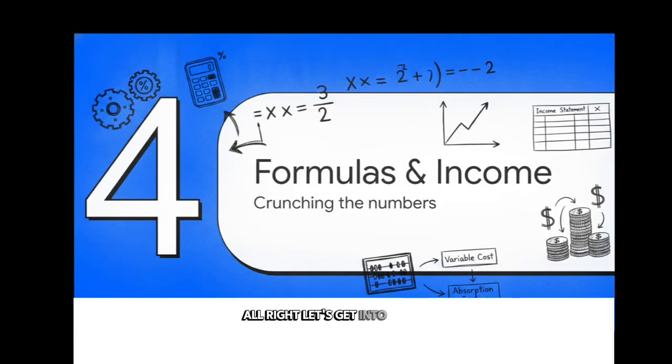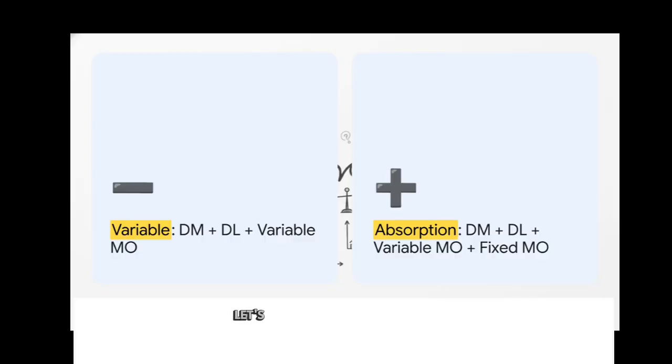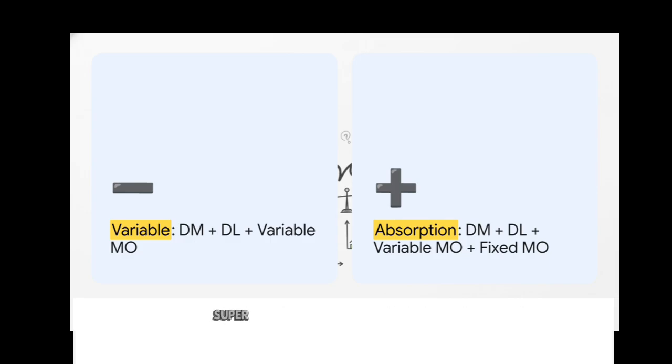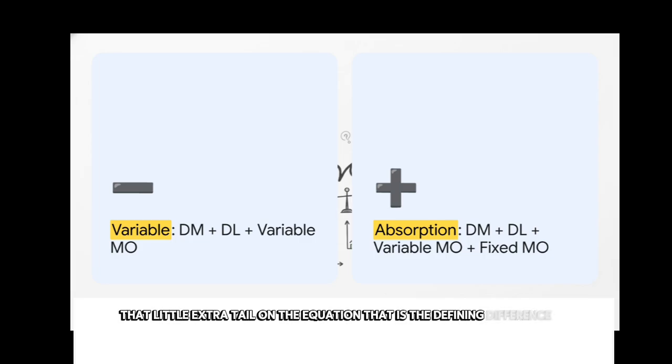All right, let's get into part 4, formulas and income statements. Let's compare the math directly. For variable costing, your product cost per unit is just direct materials plus direct labor plus variable manufacturing overhead. Super easy. But for absorption costing, it's the exact same base formula, just with one massive addition tacked onto the very end. You add allocated fixed manufacturing overhead per unit. That little extra tail on the equation, that is the defining difference.